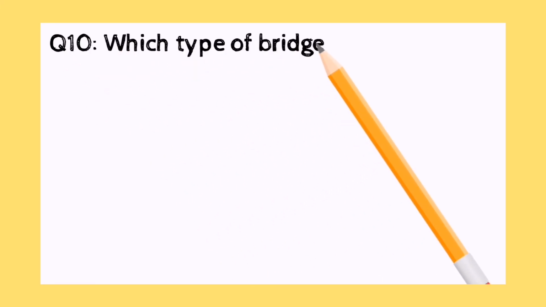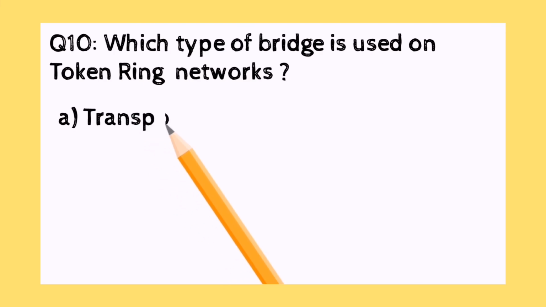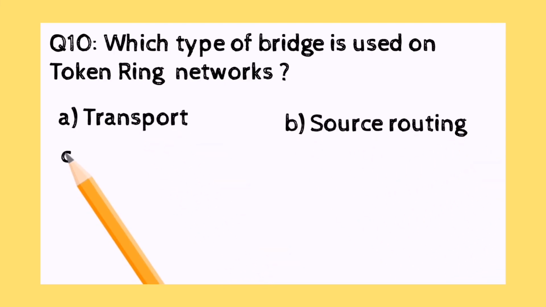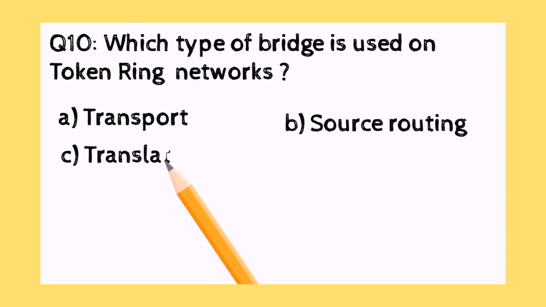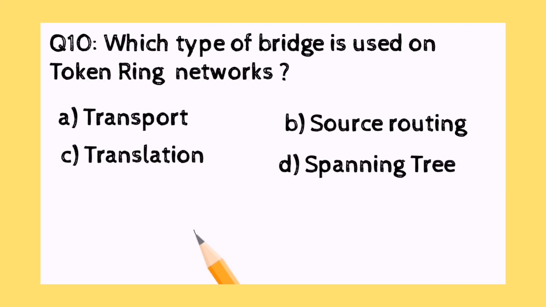Question number 10. The last question. Which type of bridge is used on a token ring network? A. Transparent. B. Source routing. C. Translation. And D. Spanning tree. So the correct answer to this question is option B, source routing.